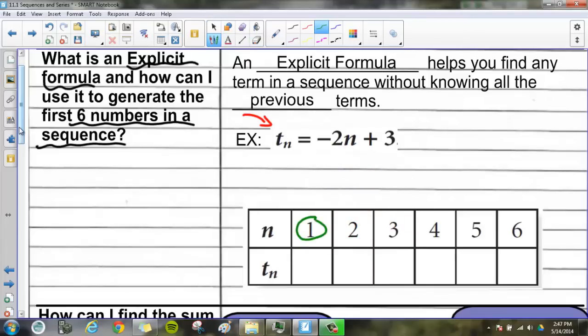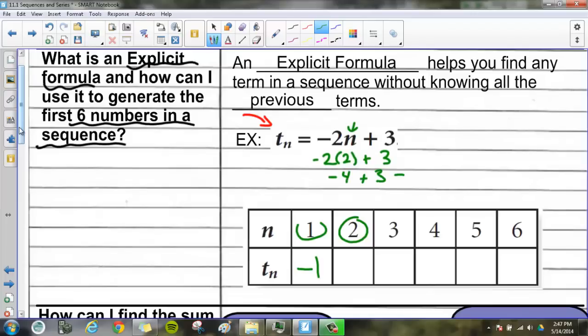We're going to plug that into this n right here. So we've got negative 2 times 1 plus 3. Negative 2 times 1 is negative 2, plus 3, which is equal to negative 1. So our first term is negative 1. Okay. Now get your erasers, erase this all up, and let's find the second term. We're going to plug that in for our n right here. So we have negative 2 times 2 plus 3. Negative 2 times 2 is negative 4, plus 3.